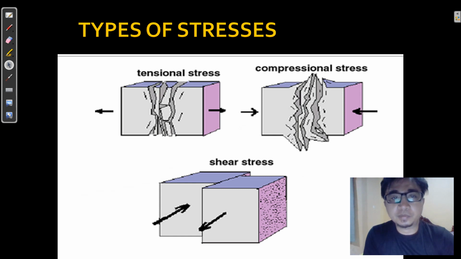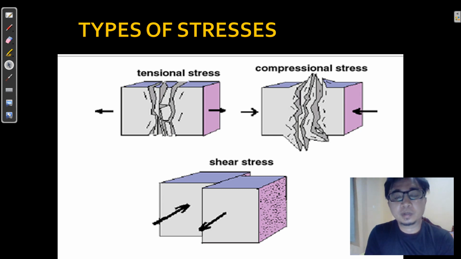So these are the types of stresses or simple stresses. Number one, tensional stress, and then compressional stress, and then the shear stress. The shear stress, you can see, is a cutting force, and will tend to cut the section. Anyway, we have learned how to get the components there previously in your statics.